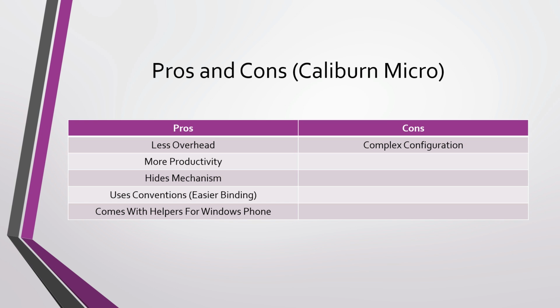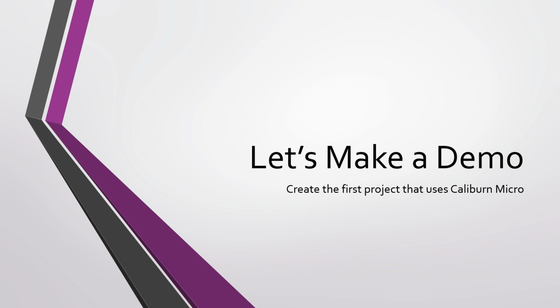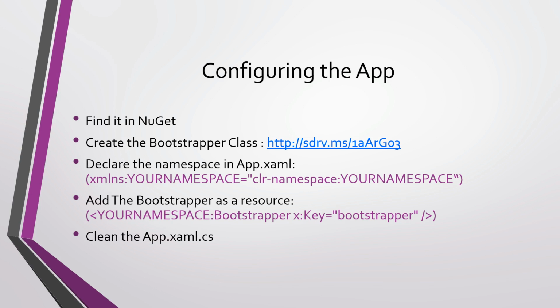How about the cons of Caliburn.Micro? Well, the only con I see is that it's a little bit complex to configure. It's not too complex, but it's more complex to configure than the MVVM Lite toolkit and other toolkits out there. But you get lots of pros from it as well, so I think it's a fair trade. Okay, so let's make a demo and see how Caliburn.Micro works.